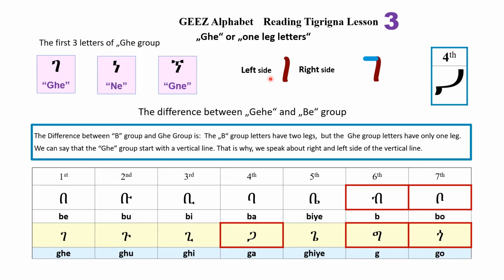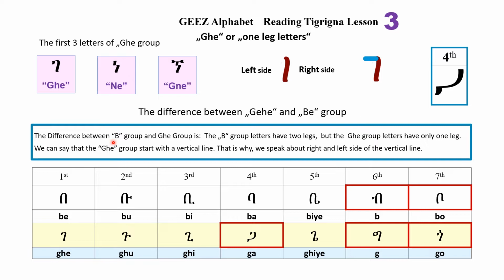In this lesson, lesson 3, we will begin with the Ghe group or one-leg letters group. And we learn first the 3 letters Ghe, Ne, and Nye. Nye is pronounced like signorina in Italian or España in Spanish. In the language we are learning, Tigrinya will be written with Nya.